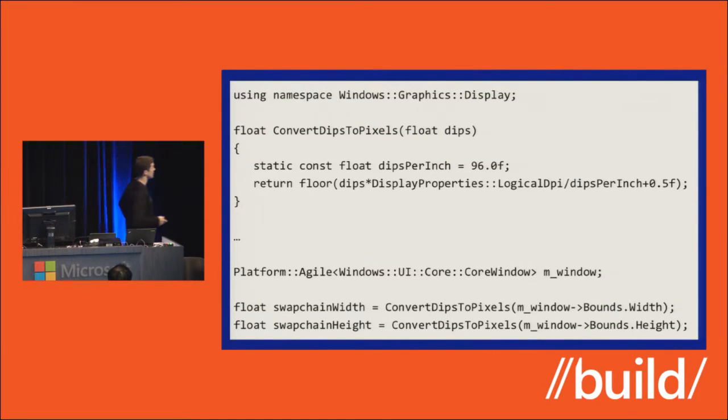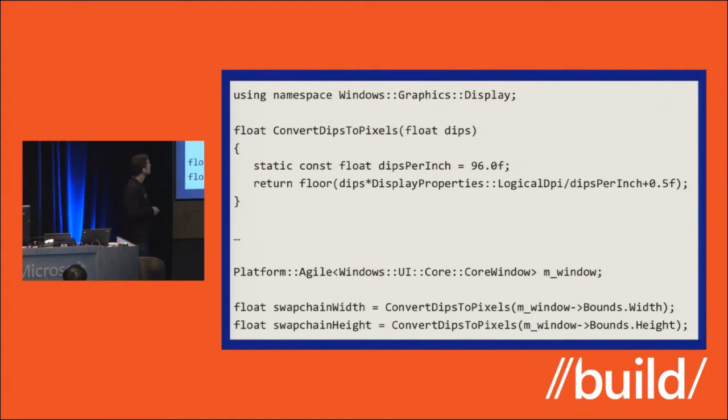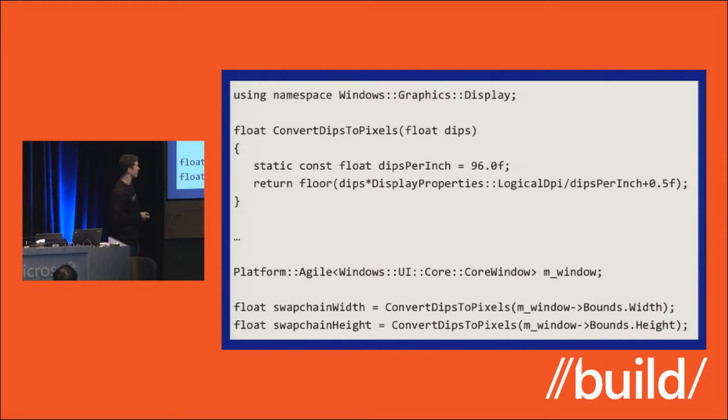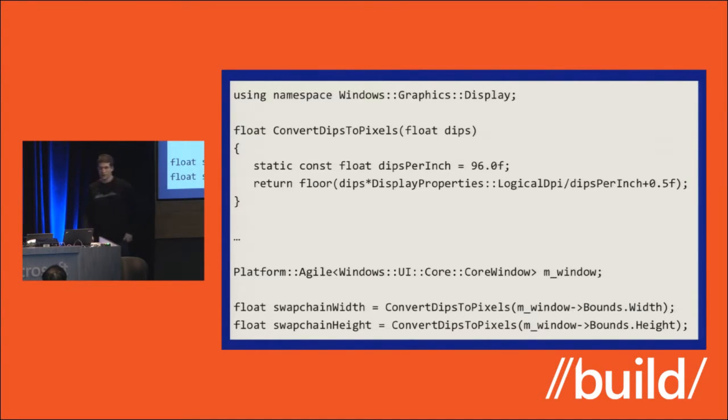This is the code I mentioned in the sample. Basically, it's a conversion from the device-independent pixels. Then later on, you take the window width and height and pass them into the swap chain create. This is lifted straight from the basic D3D app that you can create inside Visual Studio.